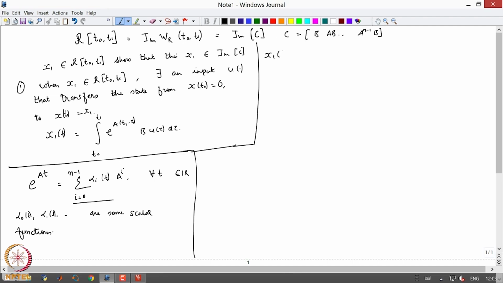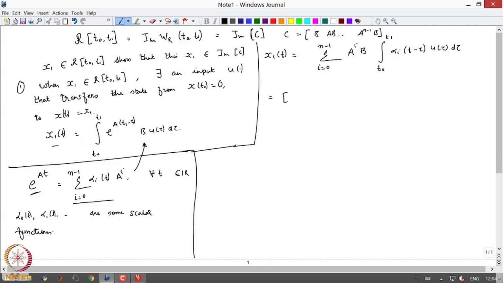Okay, so I can write x 1 of t as the summation from i equal to 0 to n minus 1 of a power i b with the integral from t 0 to t 1 of alpha i (t minus tau) u(tau) d tau. This is just by simply substituting this expansion for e power a t into this solution of the equation. Okay, this can also be written.